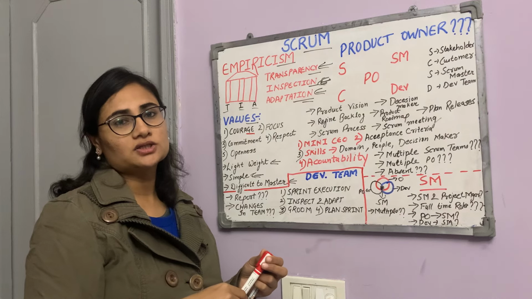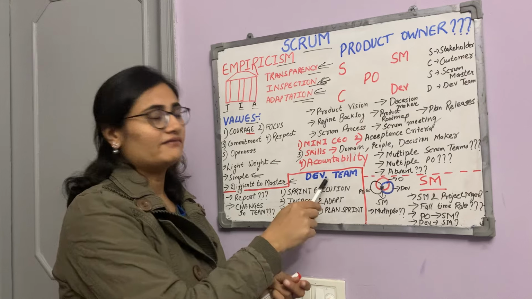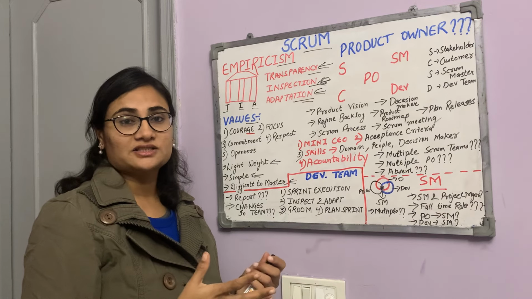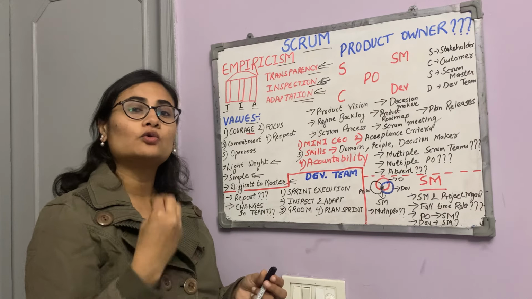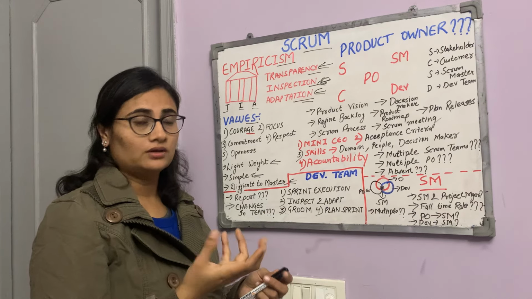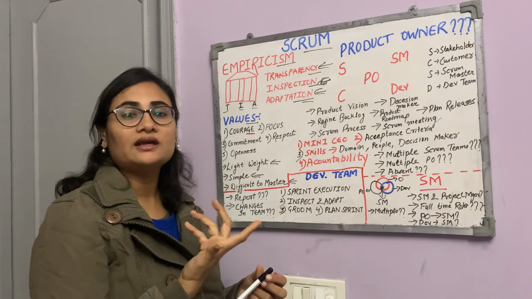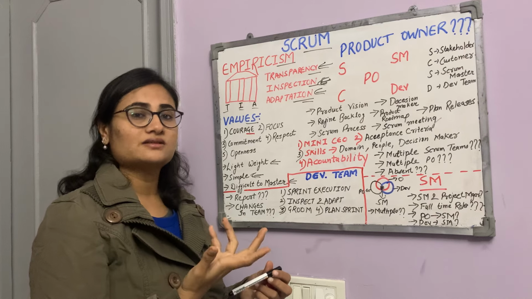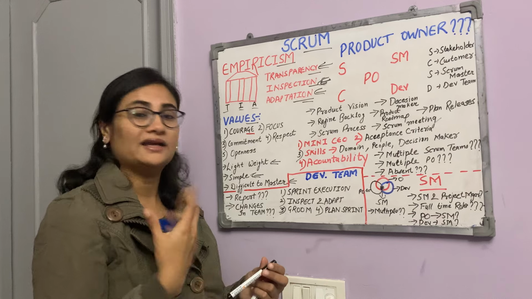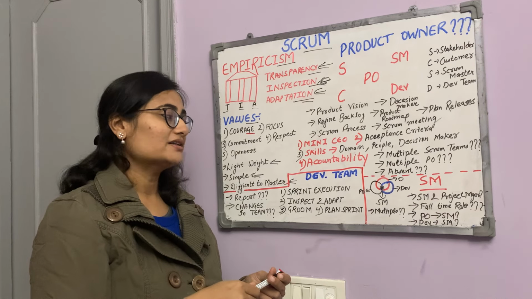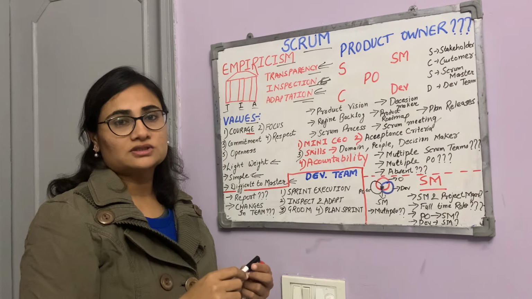Why courage? Because we know that Scrum teams, especially these development teams, are self-managed teams. So no one actually tells the development team how to achieve the sprint goal. It's the decision of the development team. Whenever you are taking any decision, there is always risk involved. Risk is always a part of any decision making process, and that is why the development team needs to be courageous enough to take those decisions.